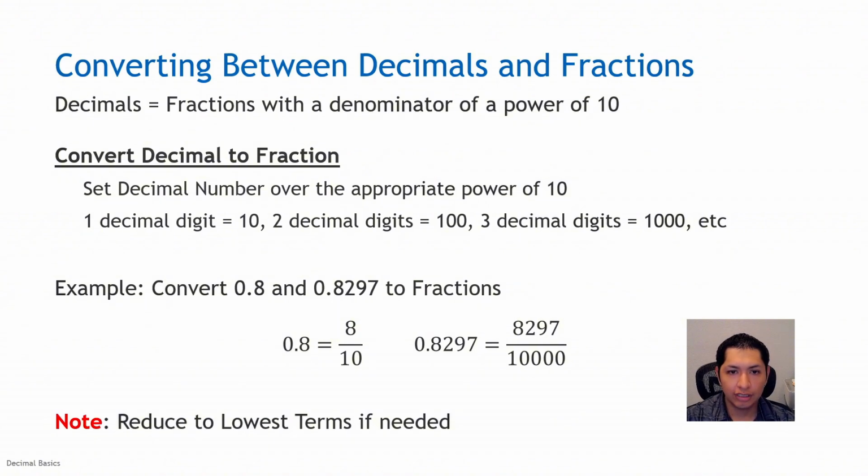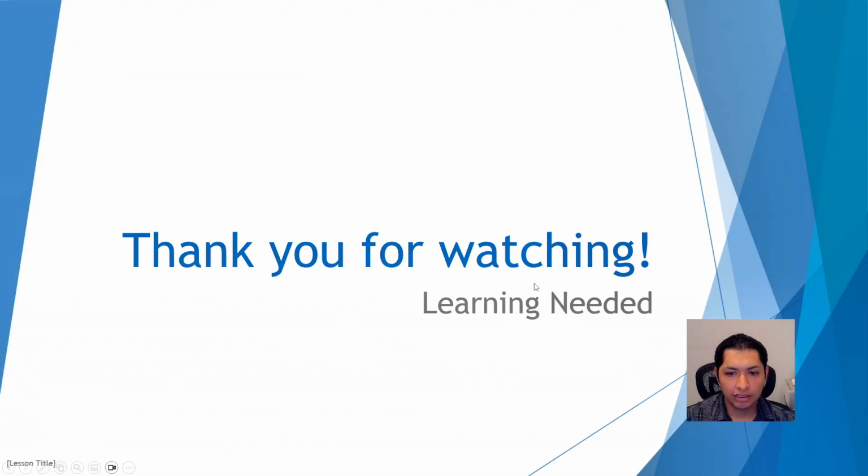Once you have placed the decimal digits over the appropriate power of 10 denominator, then you reduce it to lowest terms if needed. And that is converting decimals to fractions. So that was today's lesson.